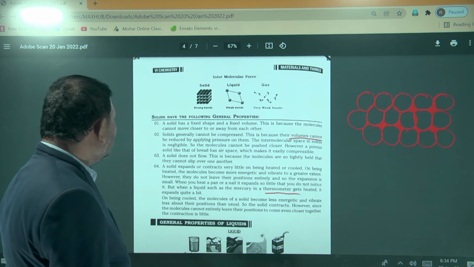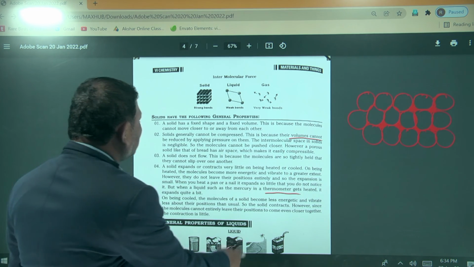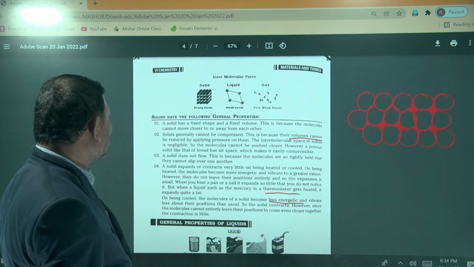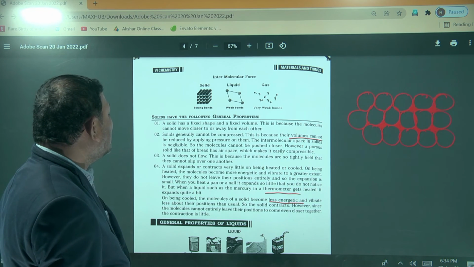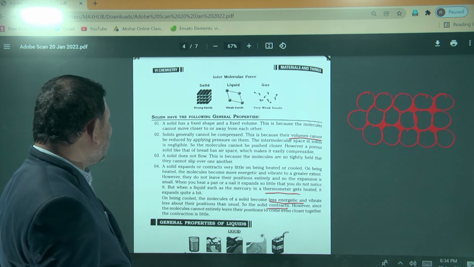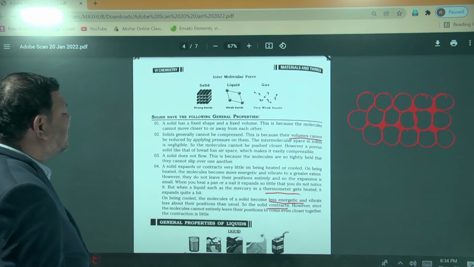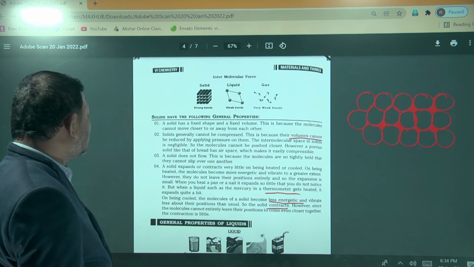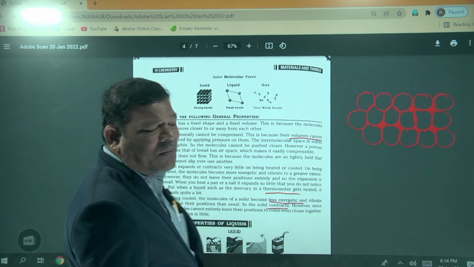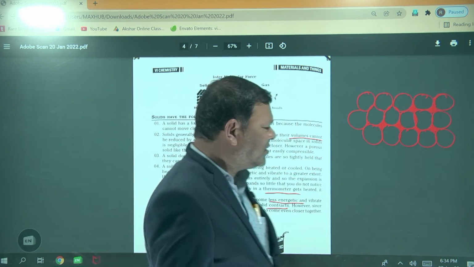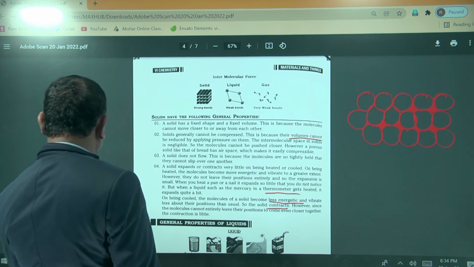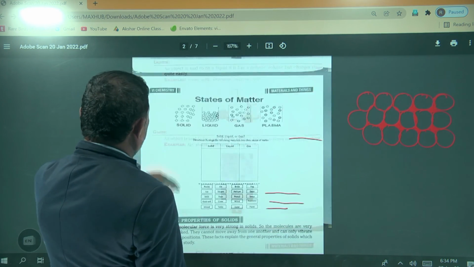Last point, on being cooled, the molecules of the solid become less energetic and vibrate less about their positions than usual, so the solid contracts. However, since the molecules cannot entirely leave their positions to come even closer together, the contraction is little. So these are the characteristic features of solids.